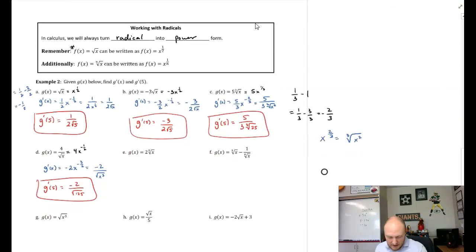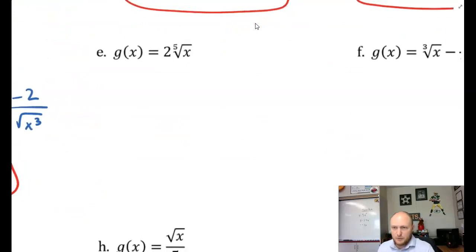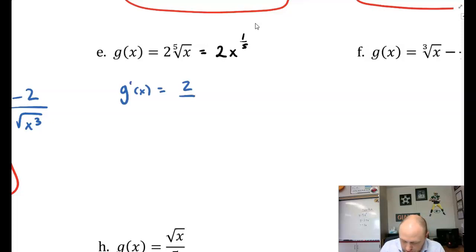All right, E. Oh, a 5th root. Now they're just getting crazy just to get crazy. But our approach is the same. This is 2x to the power of 1/5. And I'm going to go ahead and calculate my derivative. So g prime is equal to 2 times 1/5, which is just 2/5, x to the power of 1/5 minus 1. It's going to be negative 4/5.